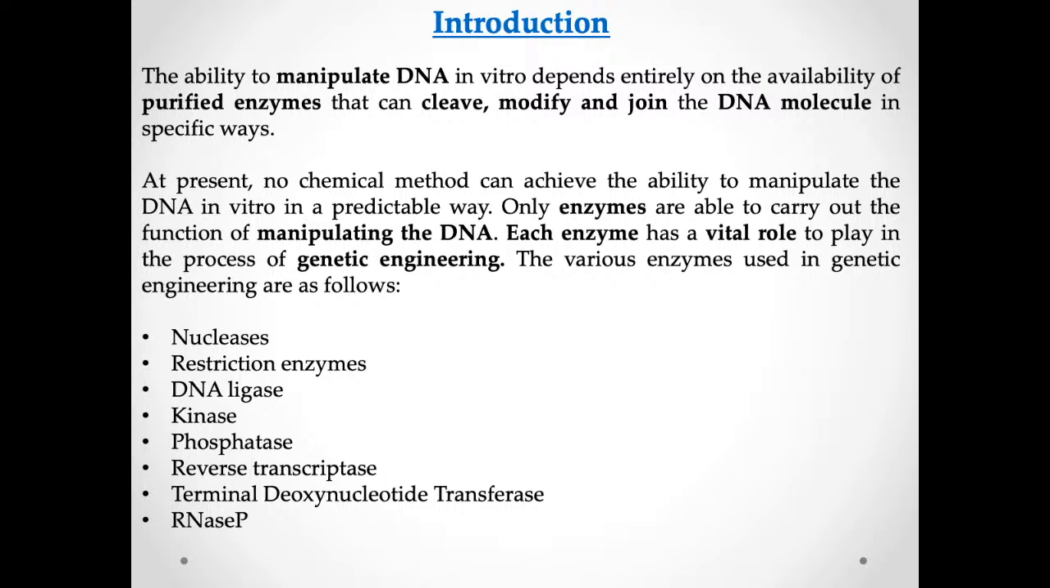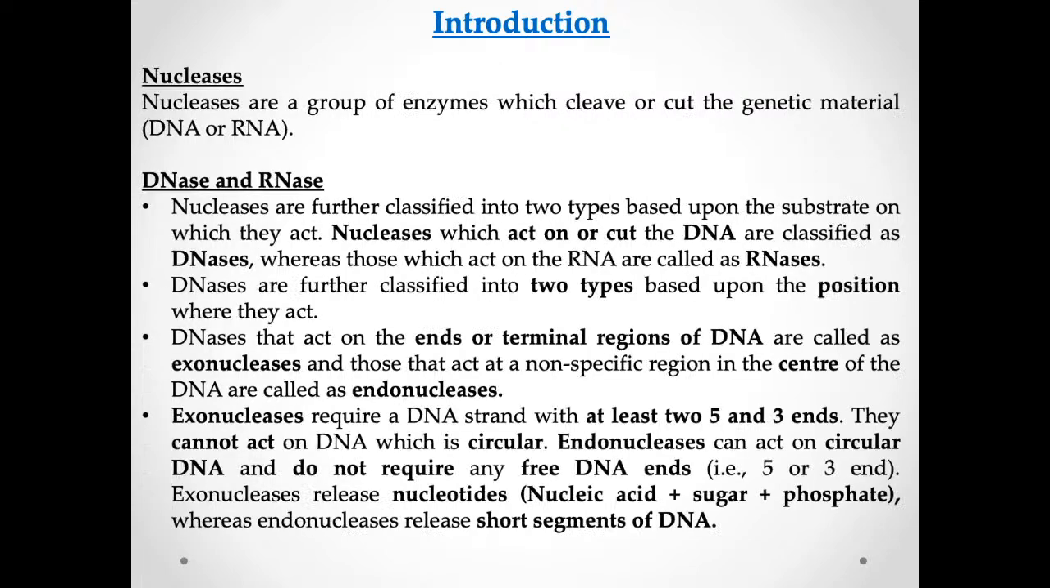So we will discuss one by one all these enzymes which are used in genetic engineering, how they are important, and their respective functions. So first thing first, nucleases. As the name suggests, they are the group of enzymes which cleave or cut the genetic material, DNA or RNA. So it has DNases and RNases. Nucleases are further classified into two types: those which cut DNA are classified as DNases, and those which cut RNA are classified as RNases. And there's further classification based on how they cut.